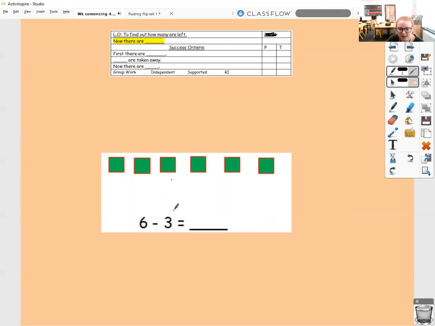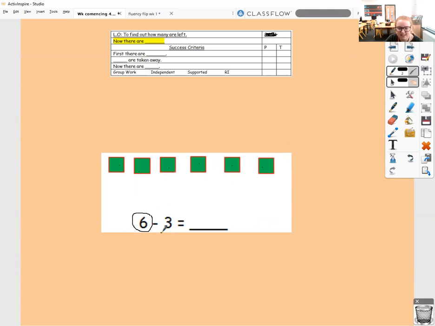Fantastic. This time we've got the number sentence, but our squares aren't crossed out for us. So let's see if we can do it together. How many squares do I have to start with? First, I have 1, 2, 3, 4, 5, 6. First, I have 6 squares.